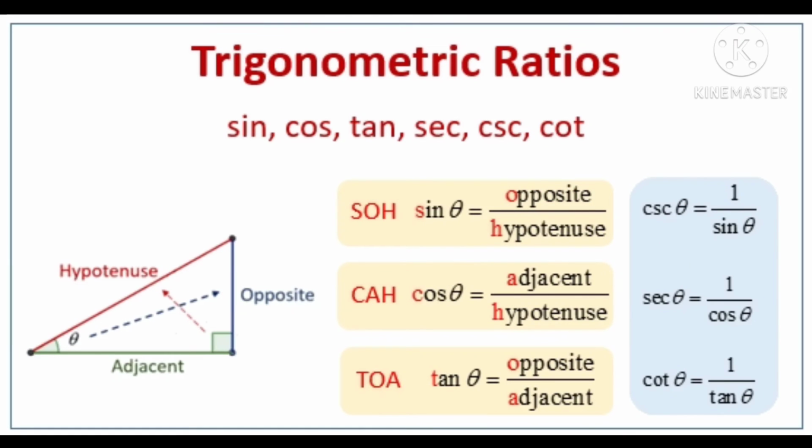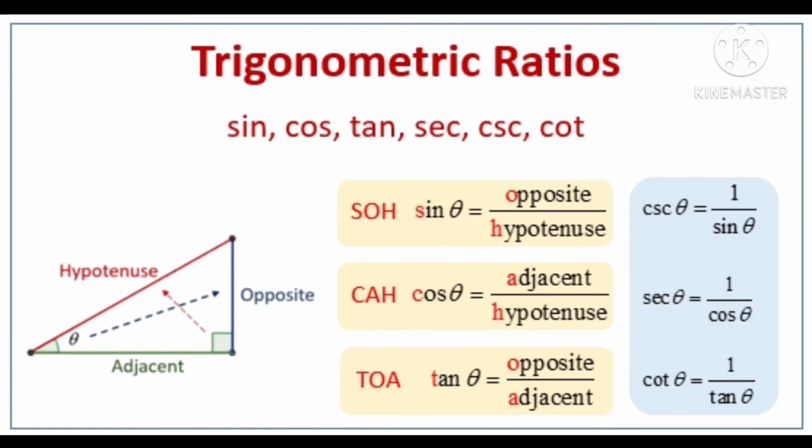Next one is basic trigonometric ratios using a right triangle. Already you know the basic trigonometric ratios. What are they? Sin theta, cos theta, tan theta, cosecant theta, secant theta and cot theta. Sin theta is opposite side by hypotenuse, cos theta is adjacent side by hypotenuse and tan theta is opposite side by adjacent side. Then using this result, find out cosecant theta.